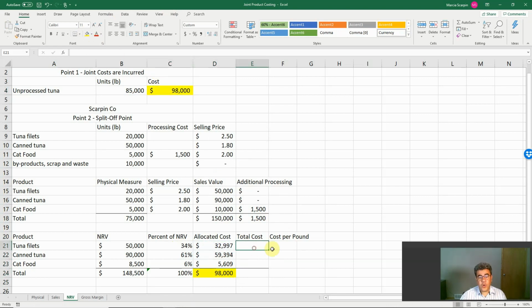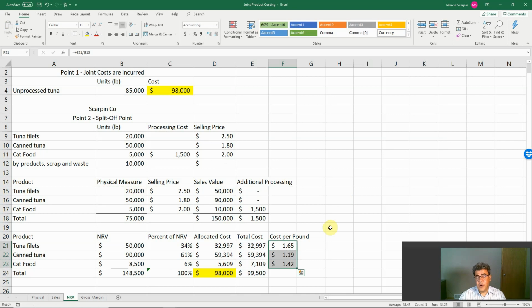So our total cost will be the allocated cost, this 98, plus our processing cost. It'll be the same here. Let's paste. We will have a difference only on the cat food. So our total cost here will be 99.5. It is 98 plus 1500. And our cost per pound, total cost divided by physical measure, 1.55, 1.19, 1.42.